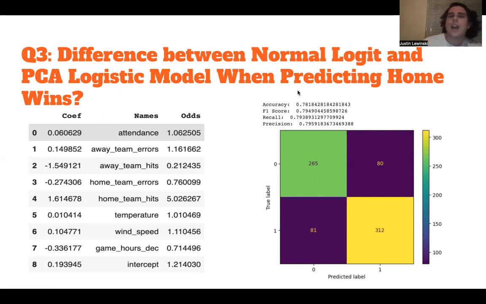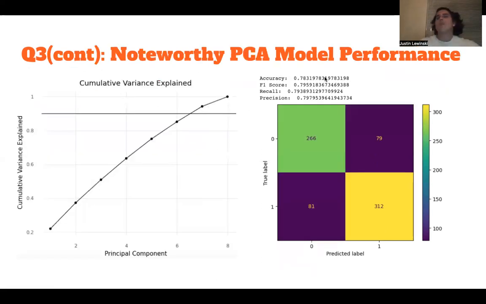And it's very interesting. Something I found even more interesting: when we introduce a PCA model here and only use 7 of the principal components, as you can see after the line, that's at 90% of the cumulative variance. So we're using 7 instead of 8, and our model performance improves. We get better, which is super interesting.